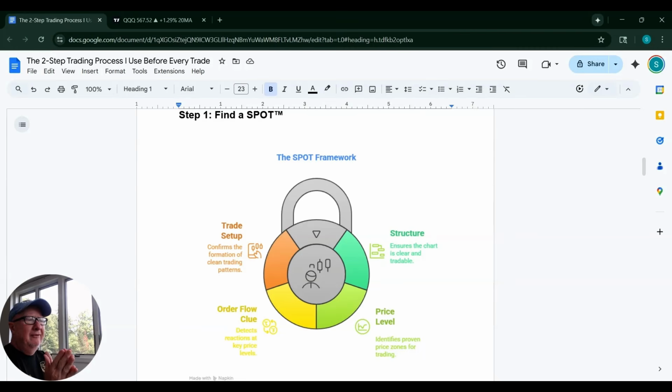But you have to have that spot first. And this is how I go about finding that spot, which again, structure, price level, the order flow at that price level, and then the actual trade setup. And like I said, I walked you through a possible trade setup in the cues, but it hasn't played out yet. So the spot framework hasn't completely played out. So for me, there's no trade yet on that retracement.